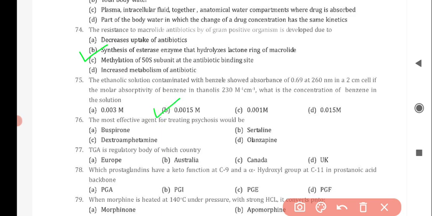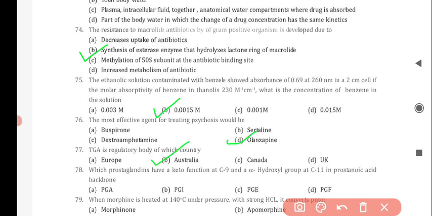Next question is, the most effective agent for treating psychosis would be, and the correct answer is option D, olanzapine. Next question is, TGA is the regulatory body of which country? And the correct answer is option B, Australia.